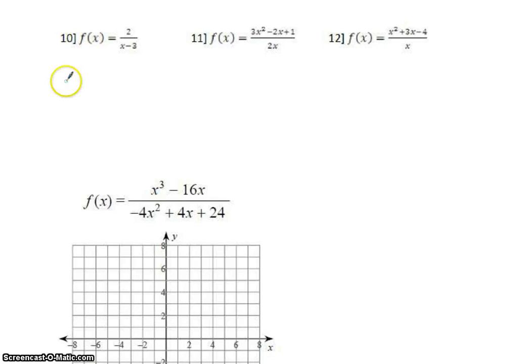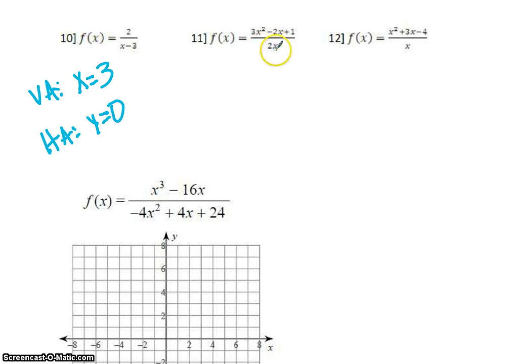Number 10, there is no hole because nothing will cancel with x minus 3. You have a vertical asymptote at x is equal to 3. Looking at your degrees, you have a 0 on the top and a 1 on the bottom because there's no x on the top. If the denominator is bigger, your horizontal asymptote is at y equals 0.